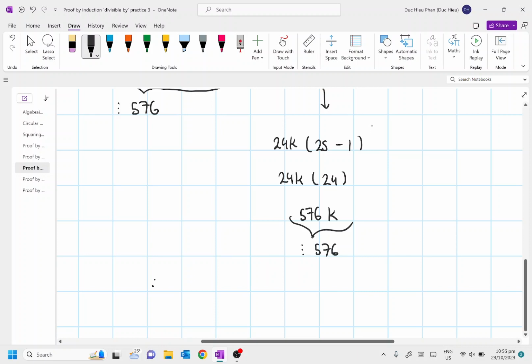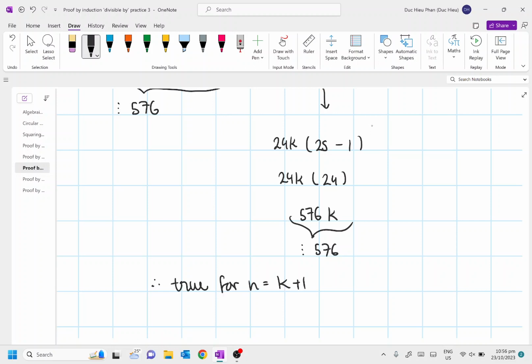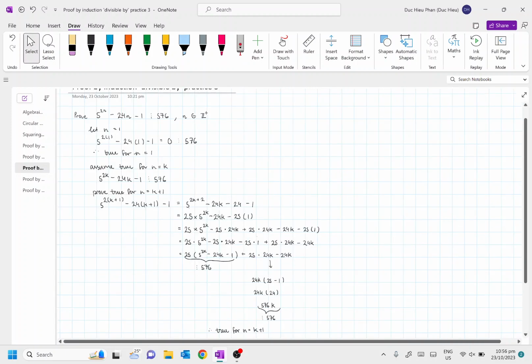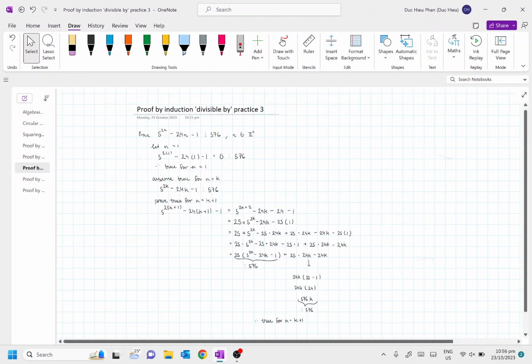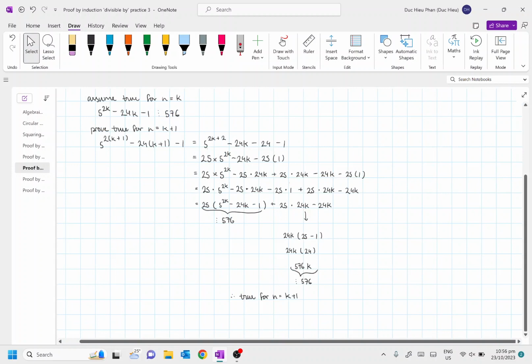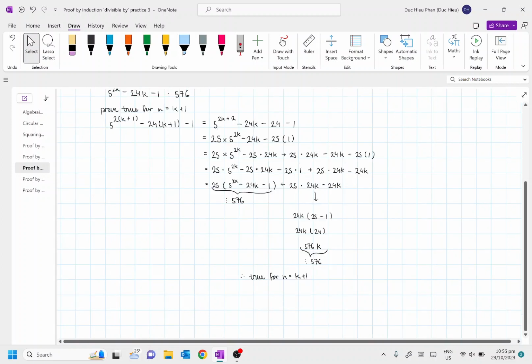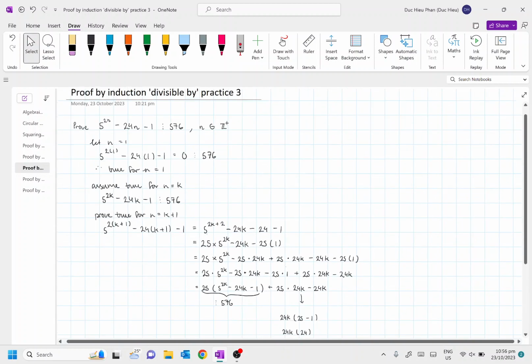And therefore, true for n equals k plus 1. Insane. It's a really cool method, and it's really helpful. So we're going to apply it in the remaining 2 questions. But make sure to remember how to do this, and just keep on top of rearranging your equations, and don't confuse yourself with the different numbers and stuff. But yeah. All right.